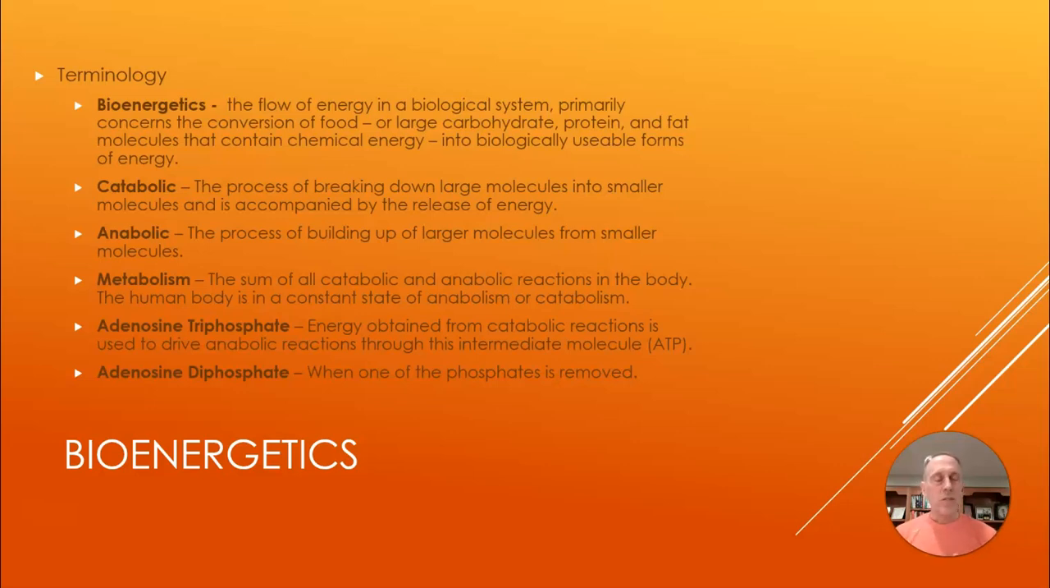Adenosine triphosphate is the energy obtained from catabolic reactions, and it's used to drive anabolic reactions through an intermediate molecule, ATP, adenosine triphosphate. And ATP is it. That's the main thing that drives muscle contraction and, in general, has our bodies function. Now, adenosine diphosphate: if you look at those two, triphosphate, tri like tricycle, 3, and diphosphate, di, means 2. So it's still the same adenosine, and it still has phosphate involved, but one has 3 phosphates and the other has 2 phosphates.